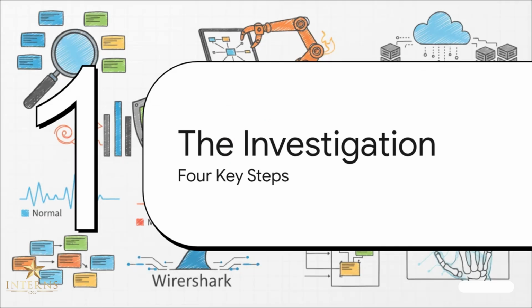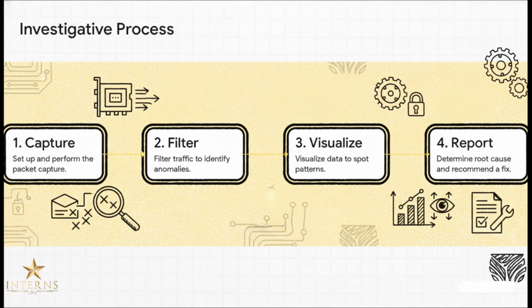A good detective never just runs in blindly. You need a process. And your investigation is going to have 4 key steps, taking you all the way from raw, messy data to a clean, final report for the security team. So here's our roadmap. First, we'll set up the capture to actually collect the data. Second, and this is the big one, we'll filter that data to find the anomalies. Third, we'll visualize the traffic to spot any weird patterns. And finally, we'll figure out the root cause and recommend what to do about it.